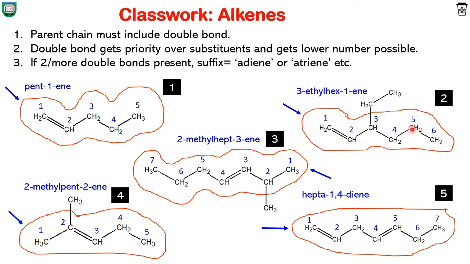Let's see, 1, 2, 3, 4, 5. If you start numbering from left to right, this double bond carbon gets the first number. So this double bond carbon should get the lowest number possible while numbering. That's why we are numbering from left to right.